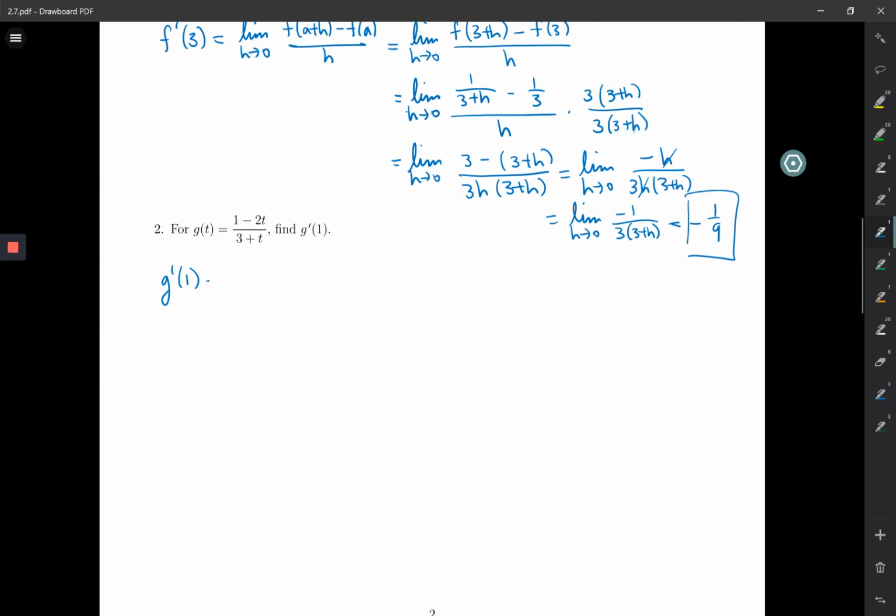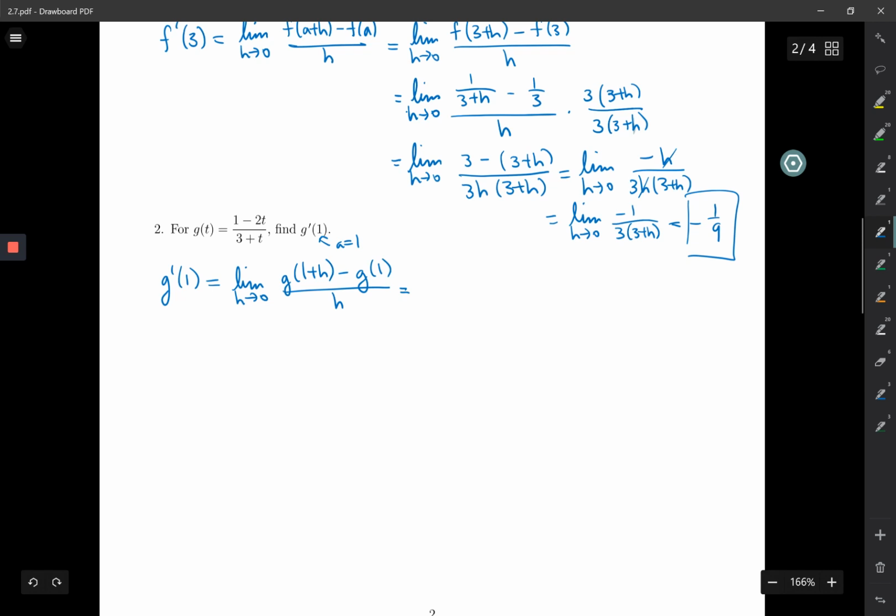So g prime of 1, so that means that our a here is equal to 1, and I'm going to use the definition where we have h going to 0. And then that means that we have g of 1 plus h minus g of 1 over h. So I went ahead and plugged in a equals 1 already.